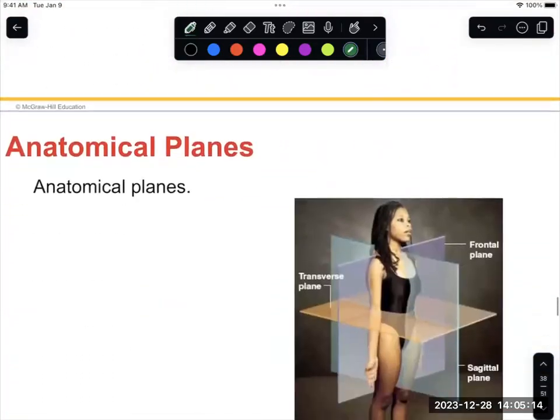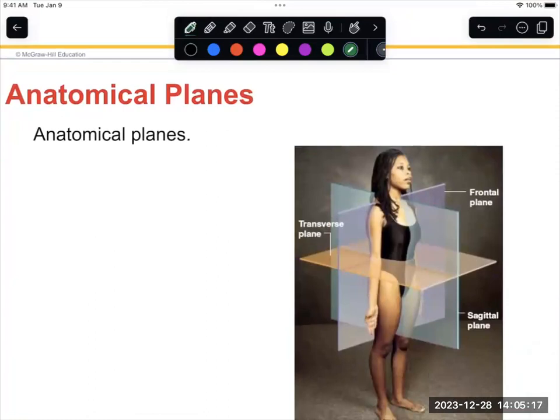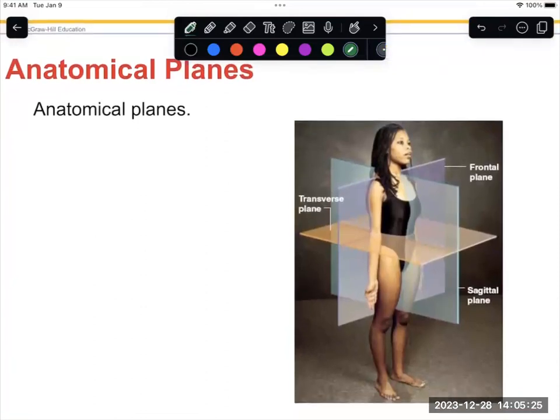Anatomical planes. So the body is viewed through imaginary slices. There are three major anatomical planes. We have a sagittal plane. Sagittal is cutting the body into a right and a left half. Frontal plane is giving us a front and a back. And then that transverse plane is giving us slices along the center of the body. If you've ever had an MRI or a CT done, they are done in that transverse plane and slices.